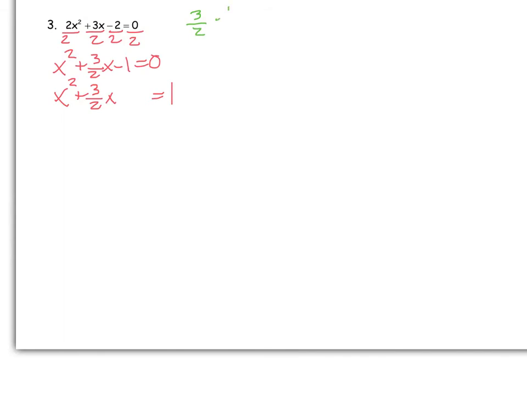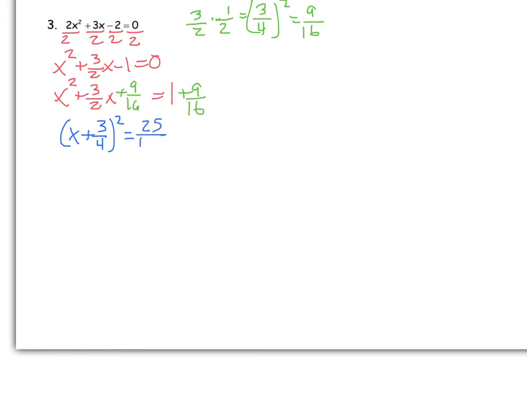Instead of dividing by 2, I'm going to multiply it by 1/2, which is the same thing as dividing by 2. So I'm going to get 3 over 4 for what goes in my parentheses. 3 squared is 9, 4 squared is 16. So I'm going to add 9 over 16 to both sides. Again, don't panic that you're going to have to factor something that looks like this. Parentheses go to parentheses. So this is just x plus 3/4 squared equals 16 plus 9, which is 25 over 16.